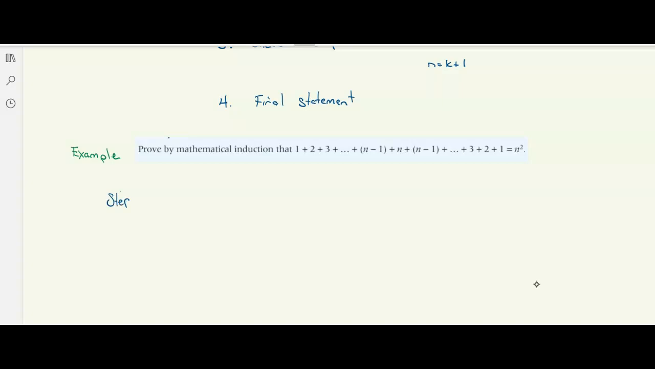I'm going to write this out very methodically. Step 1, we're going to prove true. So you can see we've got a statement here. The left-hand side is right here, and our right-hand side is that little itty-bitty statement there.